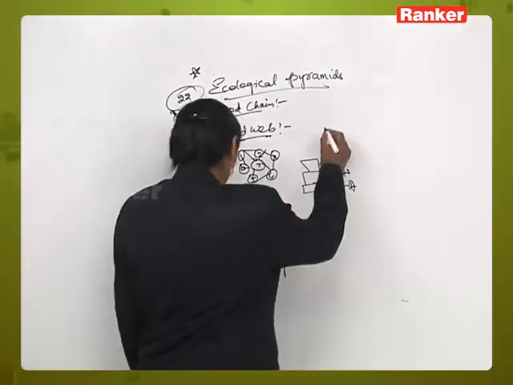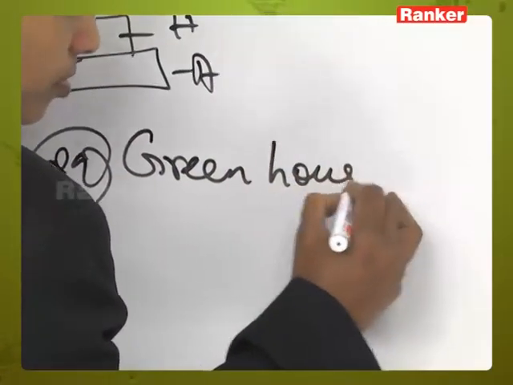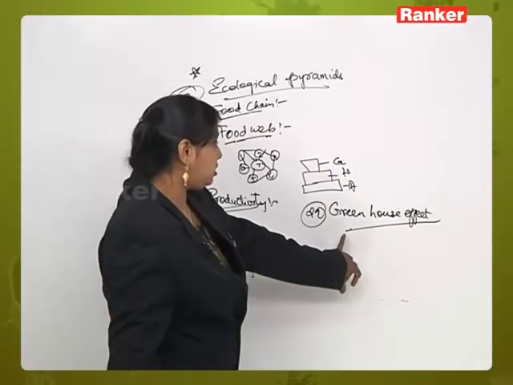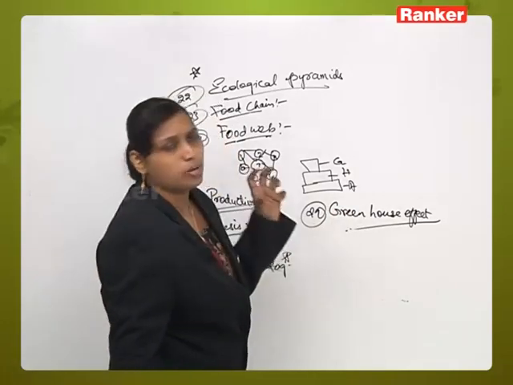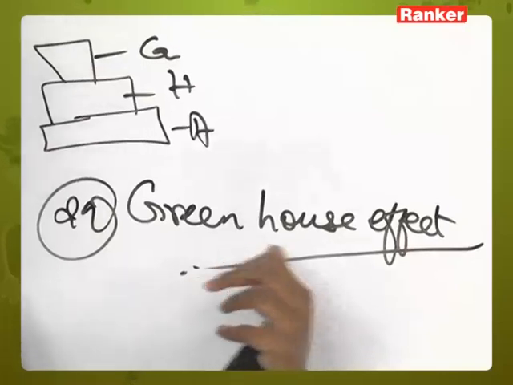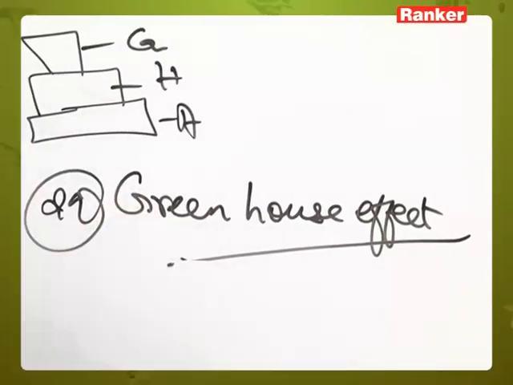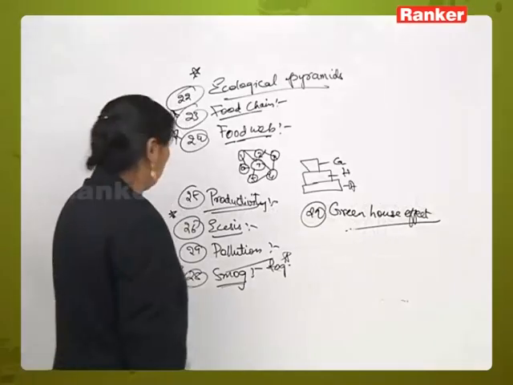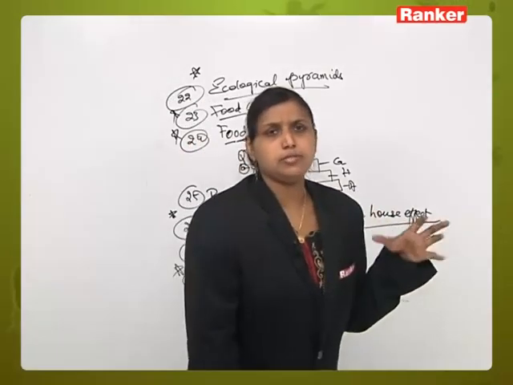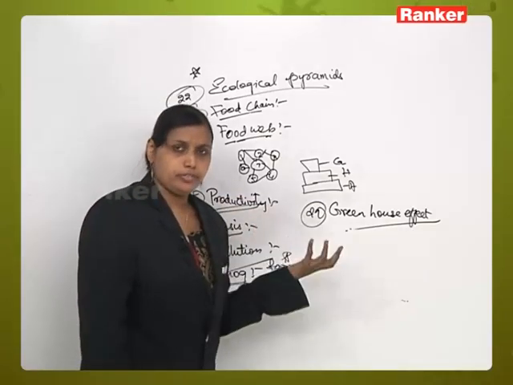One more, the last, 29th, is the greenhouse effect. What is the greenhouse effect? The warming of the earth's surface by the increased carbon dioxide concentration in the atmosphere is called the greenhouse effect. So these are the different terms of ecology which we come across when we go further into the detail of different aspects of ecology.